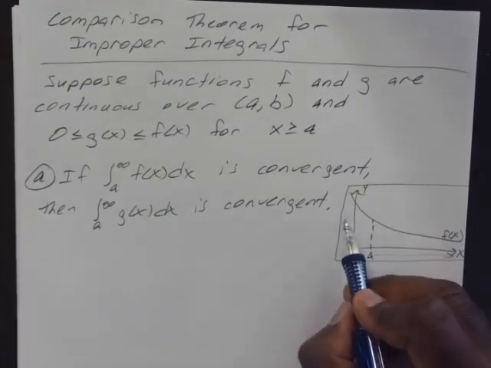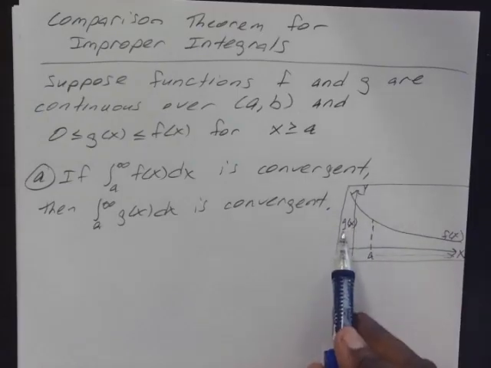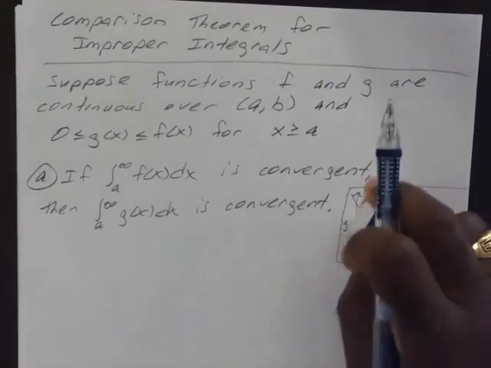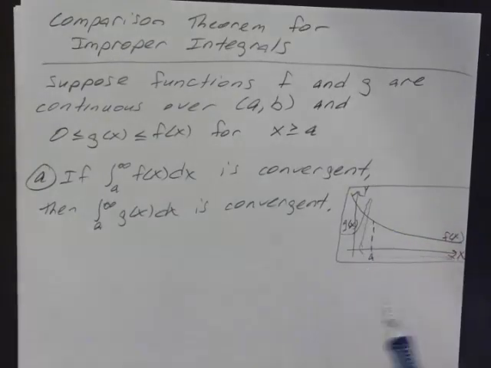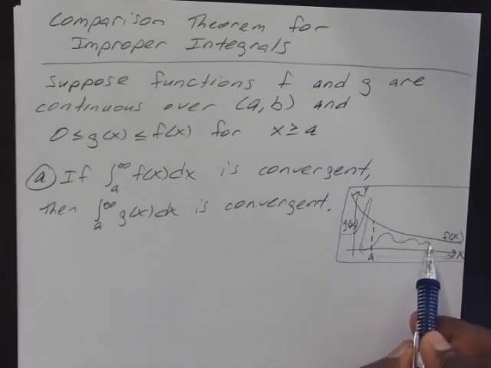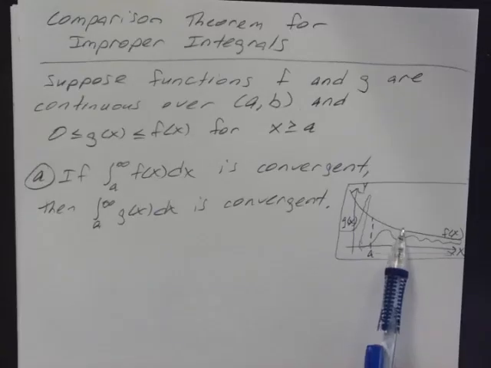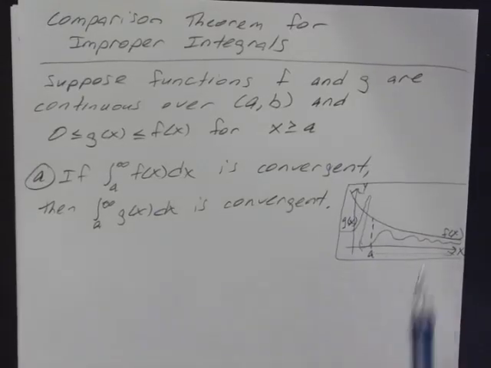So for some function g of x, we'll say this is our g of x function coming up. It doesn't matter what it's doing before that. Before a, it can go anywhere it likes. It can go above f of x, doesn't matter. But once it hits a, we know that it's always going to be below f of x. So if f of x converges to one specific limit, then we know that g of x converges to one specific limit. Kind of a little tweak to the squeeze theorem.